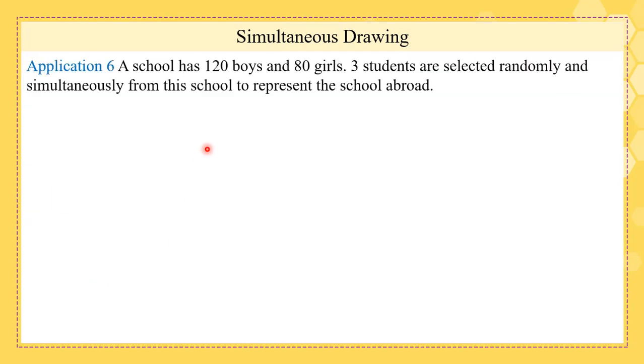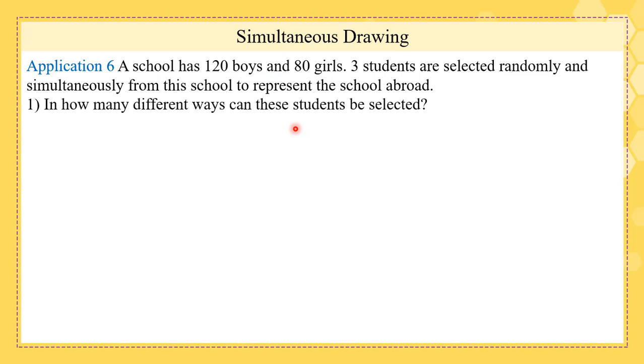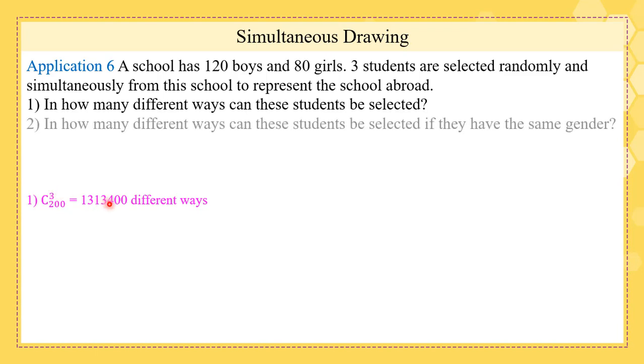Let's see this application. In a school we have 120 boys and 80 girls. We need to choose 3 students simultaneously to represent it abroad. In how many different ways can these students be selected? Try to do it alone. Remember, use combination because this is a simultaneous drawing. Well, out of 200 students, we need to choose 3. This would be the answer.